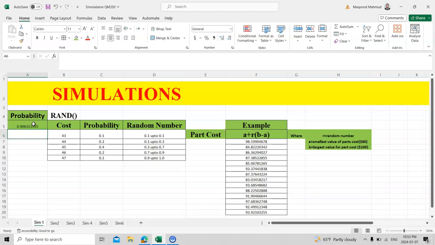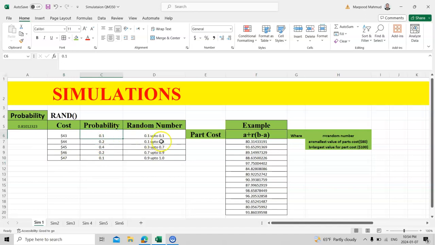Now we are using this with respect to cost. For example, suppose the cost is $43, and here the cost is $44, and here the cost of an item is $45, and here the cost is $46, and here the cost is $47, right? But the probability of this one is 0.1, right?